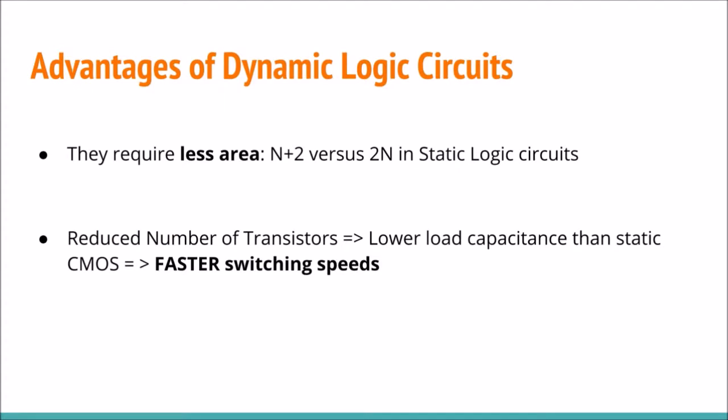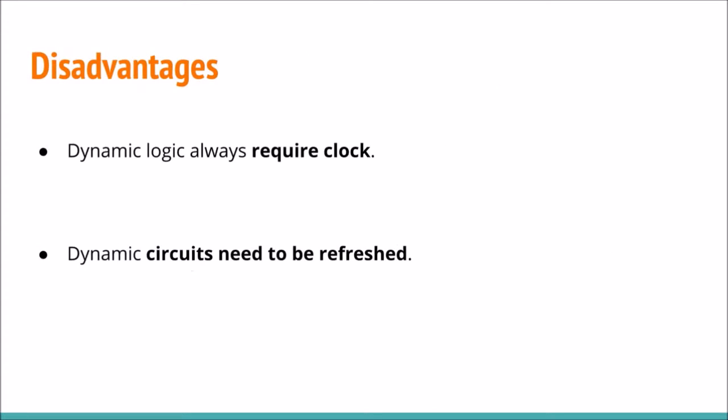We have already seen that dynamic logic circuits require less area because they require fewer transistors. This same reason adds another interesting property to dynamic logic circuits, and it is that the load capacitance for the circuit is substantially lower than for a static CMOS, and then faster switching speeds can be obtained. We can also analyze the disadvantages of dynamic circuits. As we have seen, in order to work with this type of circuits, a clock is required, which makes the design for these circuits more difficult.